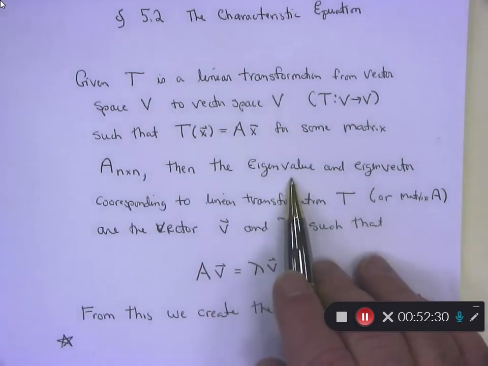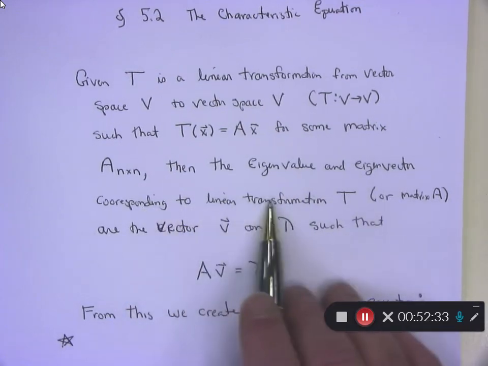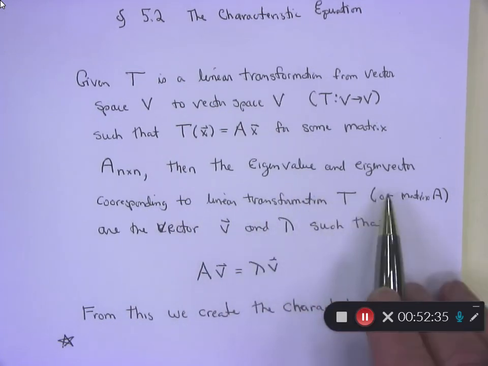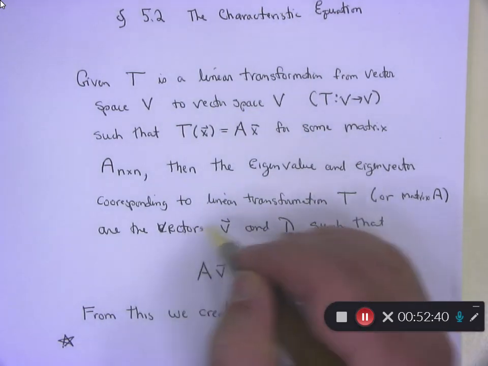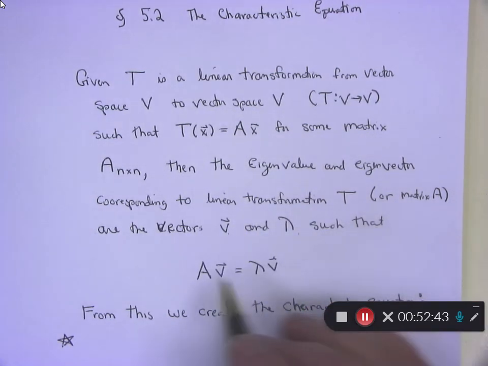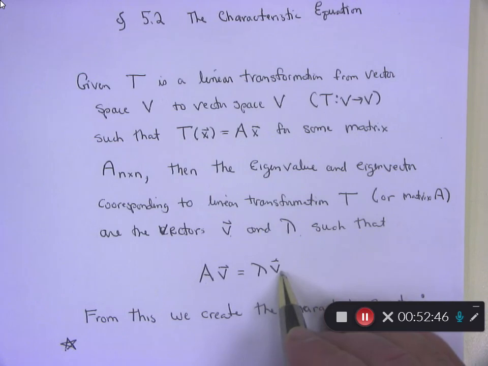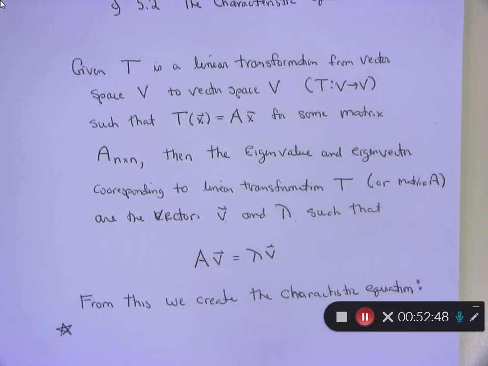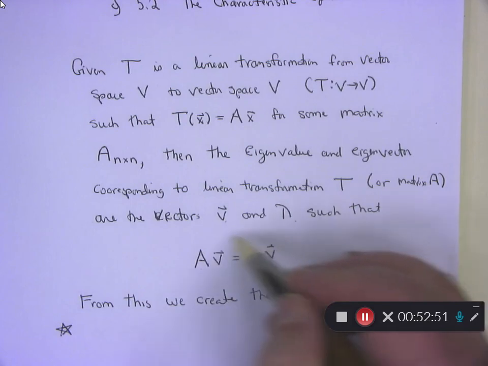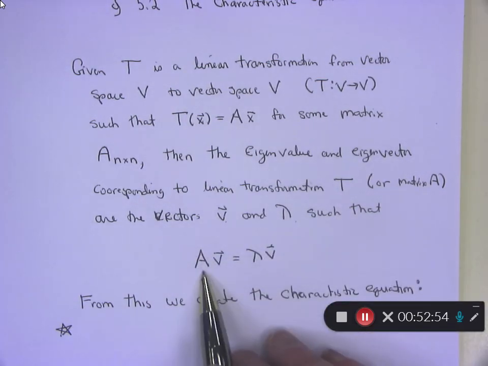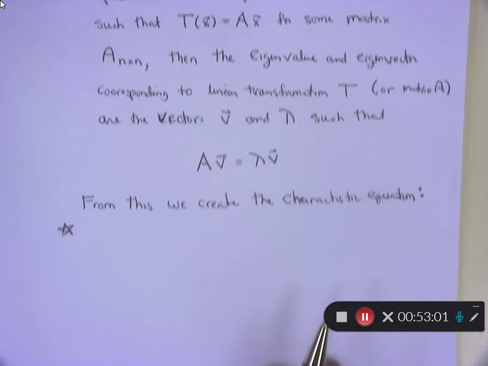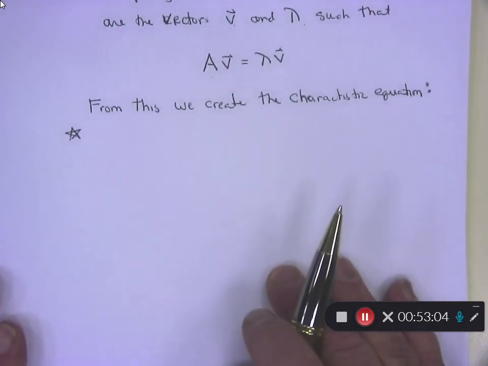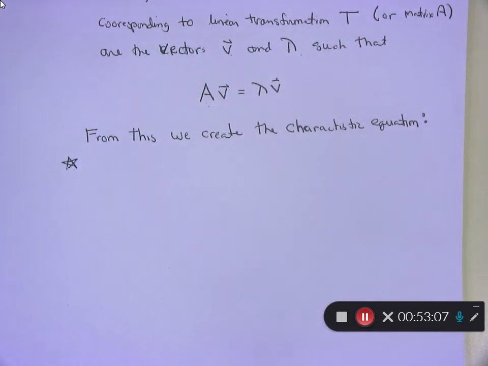Then the eigenvalue and the eigenvector corresponding to the linear transformation T, or matrix A, are the vectors V and lambda such that AV is equal to lambda V, okay? This is what we mean when we're talking about eigenvectors and eigenvalues. A matrix times a vector is the same thing as a constant, lambda, times that same vector. All right, so here we go. From this, we're going to create the characteristic equation.